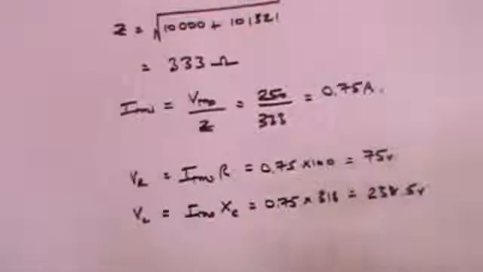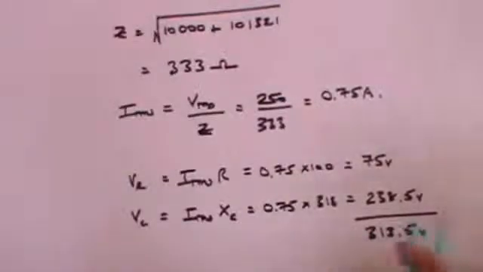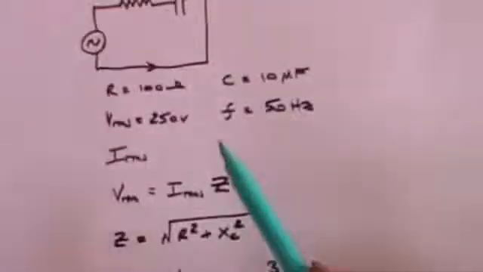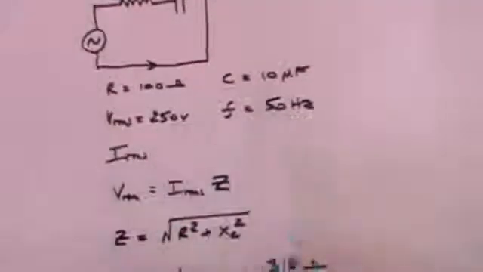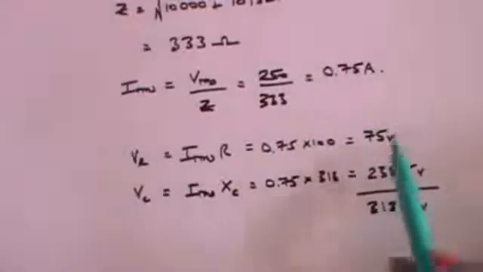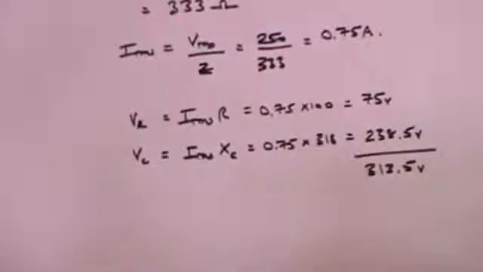238.5 volts. And you might be tempted to add the two together and get 313.5 volts and say that can't be right because the voltage is 250 volts. And of course you've made the mistake of adding together these two voltages. You can't do that, remember, because they're on different axes.